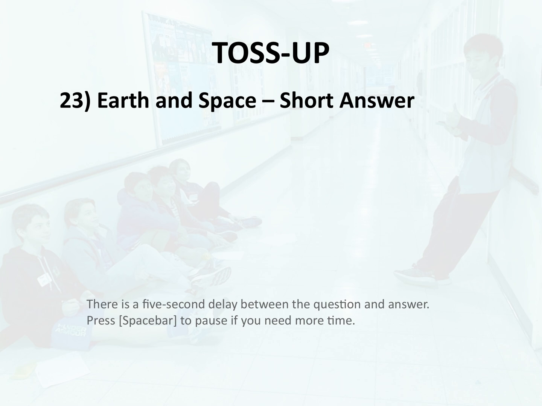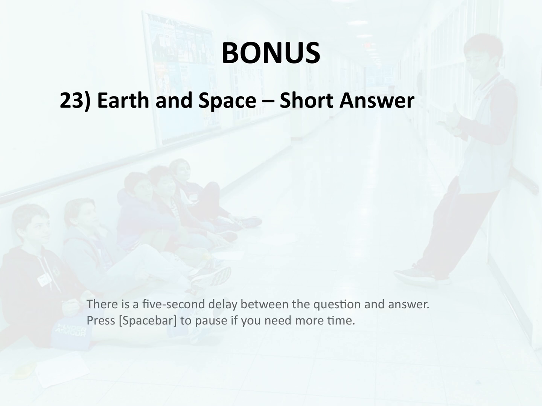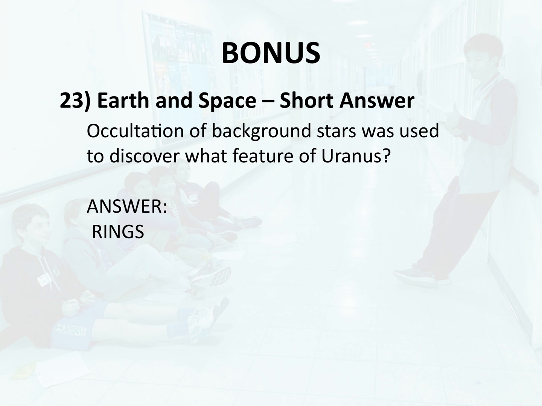Toss-up 23. Earth and space, short answer. What is the term for the point at which an orbiting body is closest to the Sun? Answer: perihelion. Bonus 23. Earth and space, short answer. Occultation of background stars was used to discover what feature of Uranus? Answer: rings.